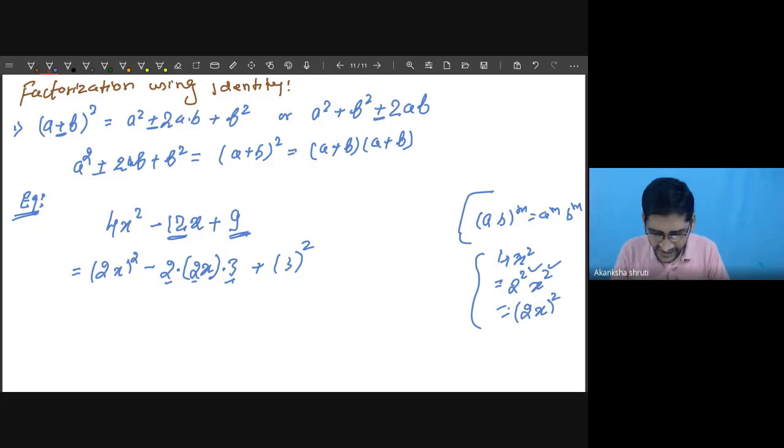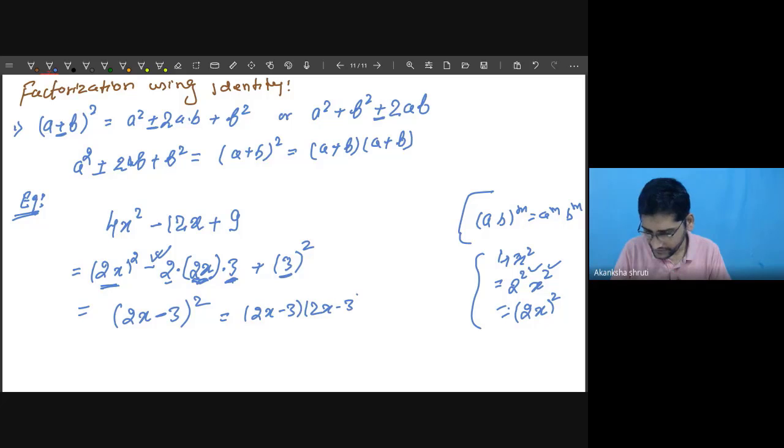Here we observe which formula this is following. Here 2x is acting like one term, so (2x) whole square is a square, twice of a times the remaining one b, and this 3 square is our b square. So this can be written as twice of 2x times 3, but the sign here is negative, so this becomes negative, 3 square. In factor form, you can write this as twice, so (2x minus 3) whole square. So this way the identity is used.